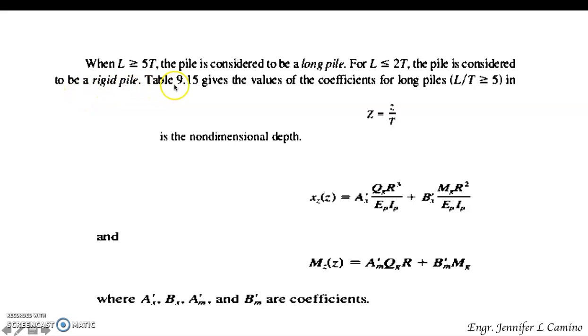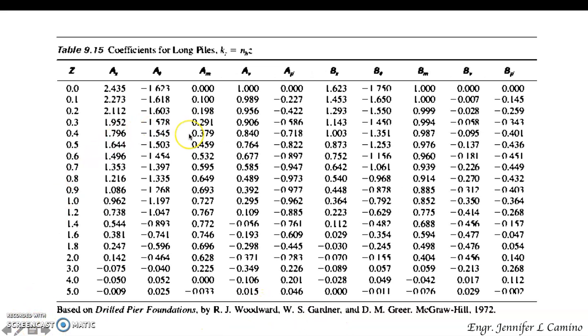We have different values of the coefficients for long piles, where L over T is greater than 5, that is in Table 9.15. And we are given this equation, so this is a non-dimensional depth. Basically, we have this formula for getting the deflection, and the formula for getting the moment at any depth Z. A sub X prime, B sub X, A sub M prime, and B sub M prime are coefficients. Here we have the table showing us the coefficients for long piles. K sub Z is equal to N sub H times Z.